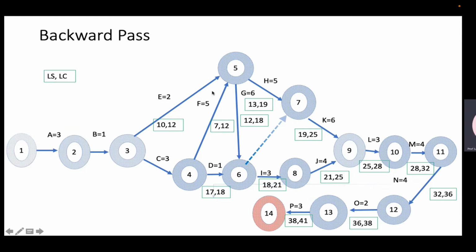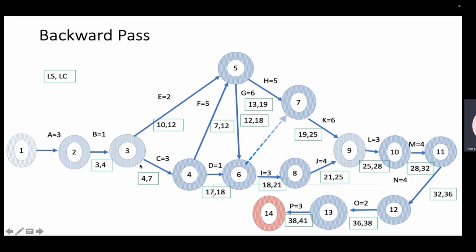Now this is also preceded by this. So here also I'll take the same 12 and minus 2 will make it 10. Here minus 5 makes it 7. So this, yeah, this is tricky. Now this is preceded by this. This is preceded by this and this. So the shorter of the two is 7. 7 minus 3 is 4.